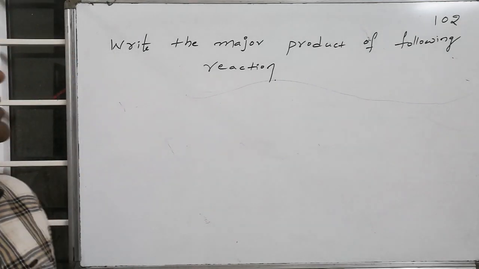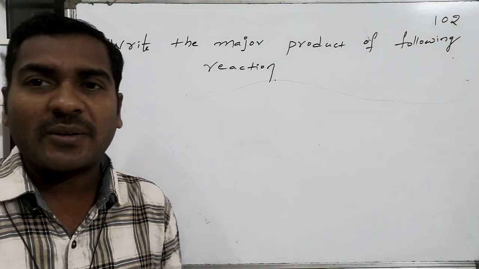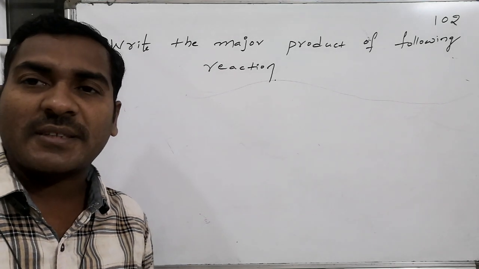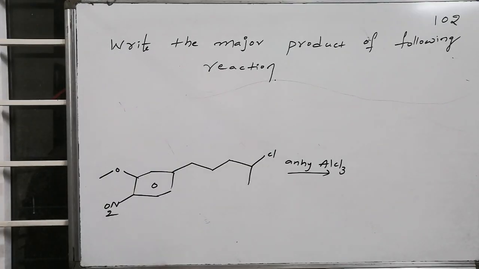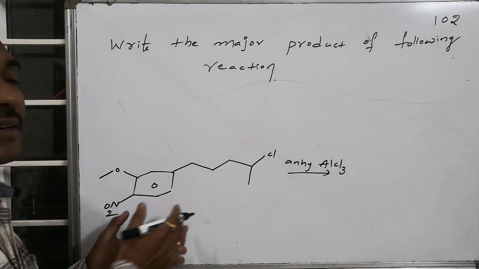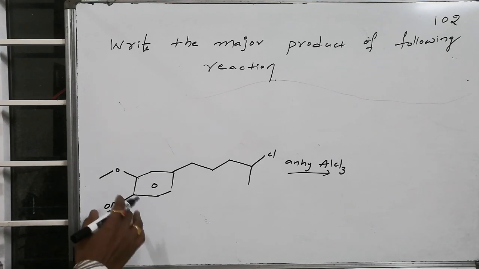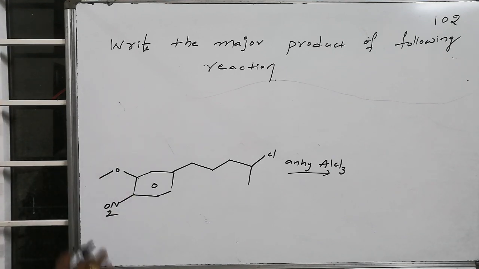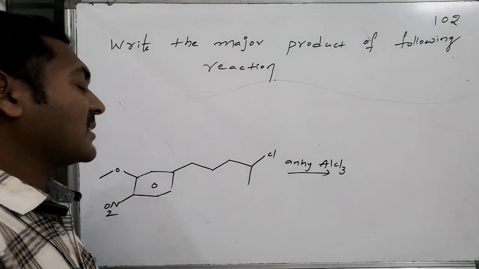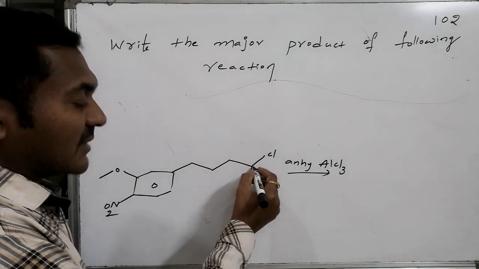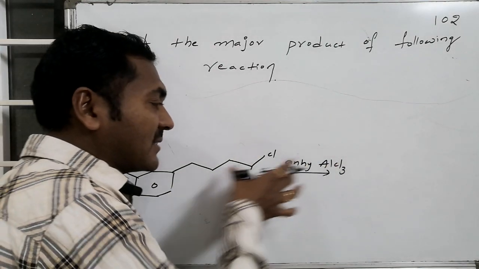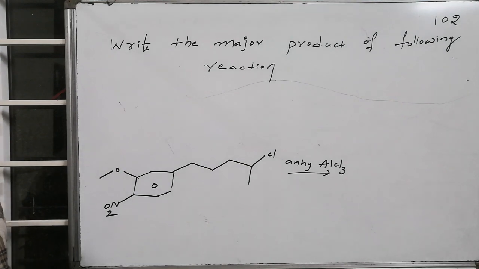Another question: write the major product of the following transformation. The reaction conditions are provided. It consists of a benzene associated with a methoxy group, a second nitro group, and a lengthy chain with chlorine at the second carbon from one of the terminals, and it is subjected to anhydrous aluminium chloride.